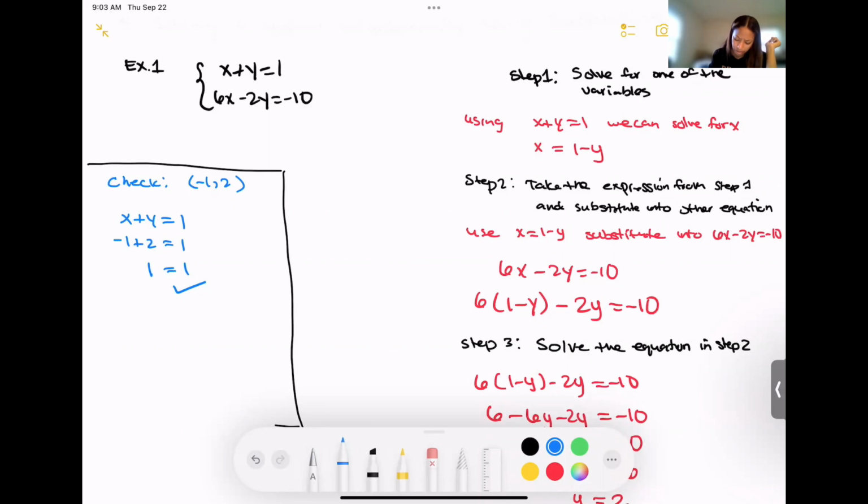And then for the second one, 6x minus 2y equals negative 10. That's 6 times negative 1 minus 2 times 2 equals negative 10. Negative 6 minus 4 equals negative 10. And yes, both sides are equal again. So this also checks out. If we plug in the ordered pair into our original equations, both equations should be satisfied.